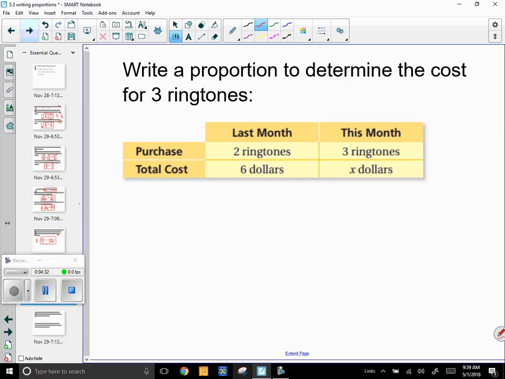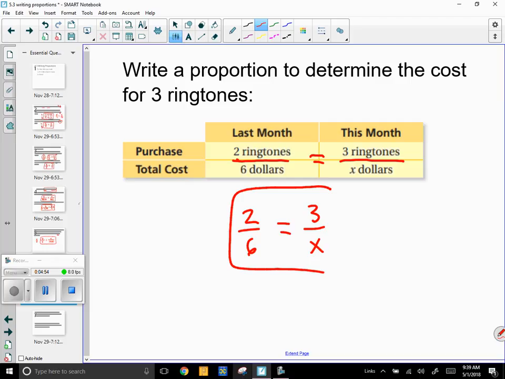All right, we're getting close to the end here. Sometimes we might give it to you in a table like this. If we do, it's kind of a gift because it's almost already written for you. All you're going to do is make a proportion out of these numbers. 2 ringtones for $6, 3 ringtones for X dollars. If you want to write it over again without units, you could just write that. So on the homework, you might have some that have tables like that.